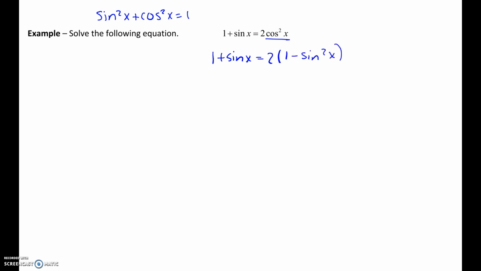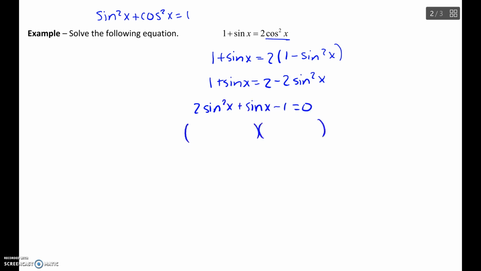The reason why I want to do that is because I can't factor something that has a cosine squared and a sine to the first power. Those are not the same functions. That would be like having a y squared and an x that you're trying to factor, and that just doesn't work. So distribute your 2, move everything over. You have 1 plus sine x equals 2 minus 2 sine squared x. Move it all over, so you get 2 sine squared x plus sine x minus 1 equals 0.